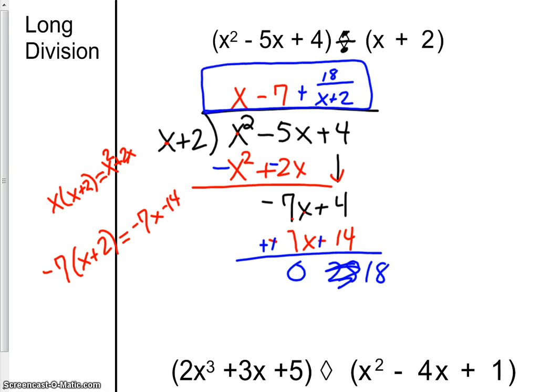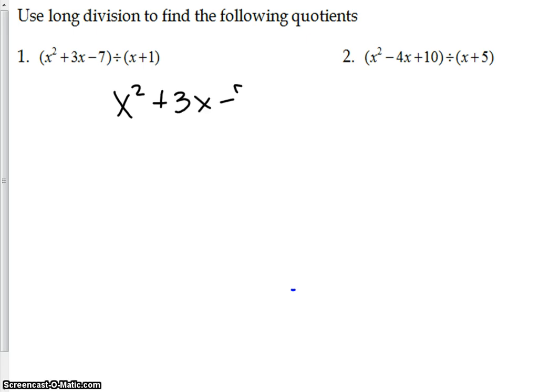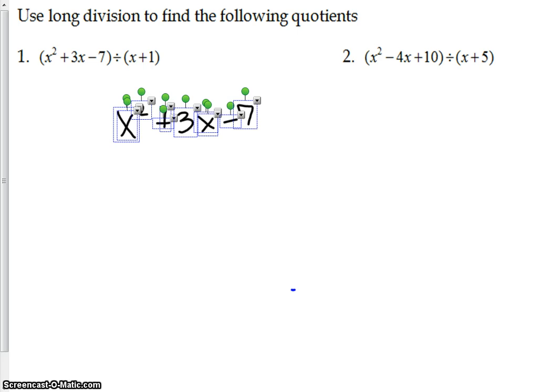Okay, let's do another one. All right, this is from the worksheet that we have as an assignment. So my first problem here turns out to be, let's see if I can get this a little bit bigger. There we go. Let's get rid of the dotted lines. All right, so the first problem turns out to be, we're going to take here x squared plus 3x minus 7. And actually, I'm going to move that down a little bit. There we go.